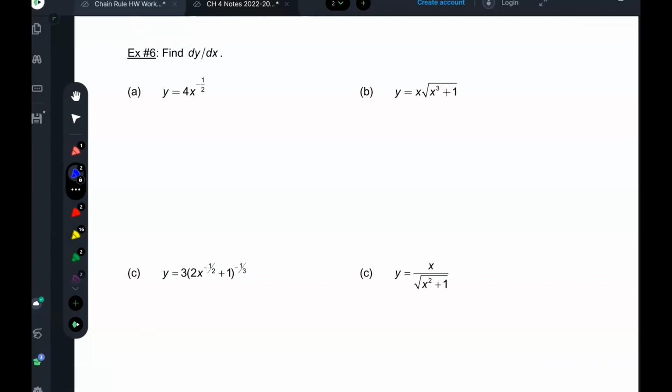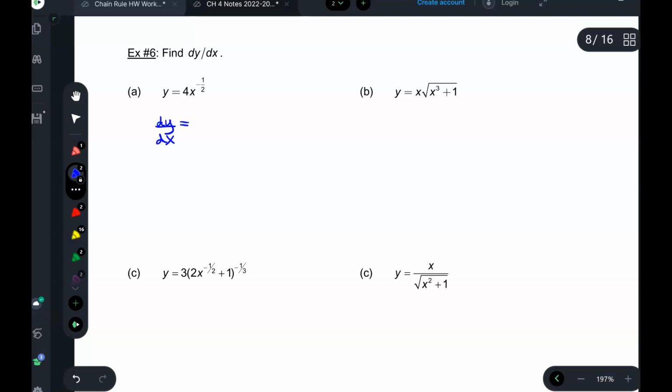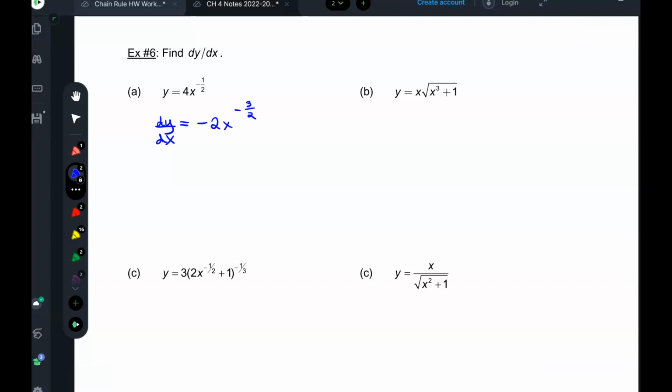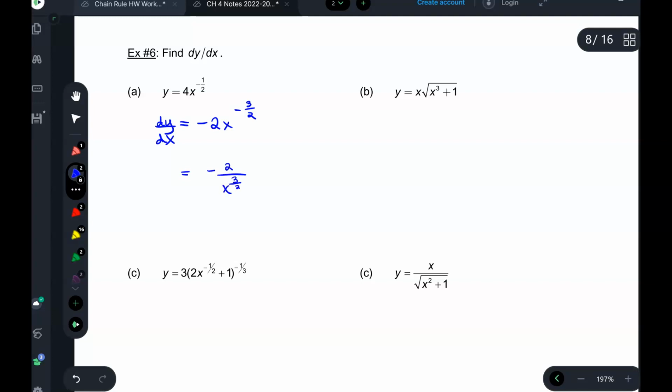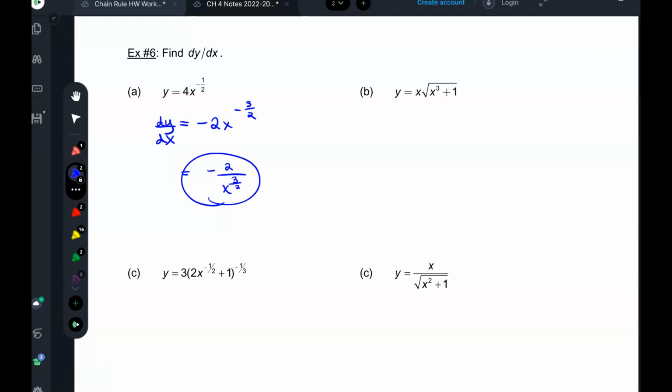Okay, how do we find dy/dx? Is there any chain rule involved? Nope, not at all. This is just the power rule. So what do we do? Negative 2x to the negative 3/2. Right? So negative 2 over x to the 3/2. Good?